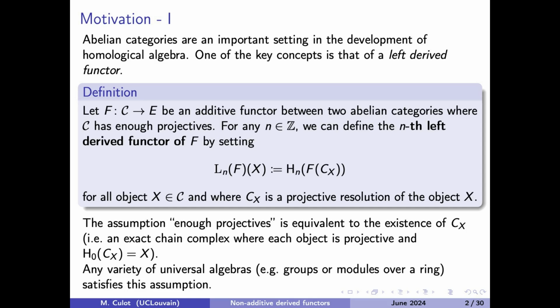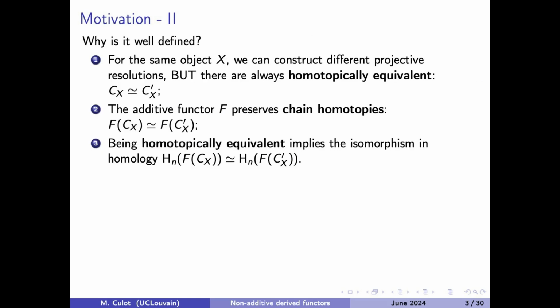And the important thing is why this is well defined. This is well defined for three reasons. The first thing is that for one object, we can build several different projective resolutions, but they are unique up to homotopy. The choice of F guarantees that the homotopy will be preserved. And finally, it's well known that if two complexes are homotopy equivalent, then they are isomorphic in homology. That statement allows us to consider derived functors. Okay, but that is for me the additive one.